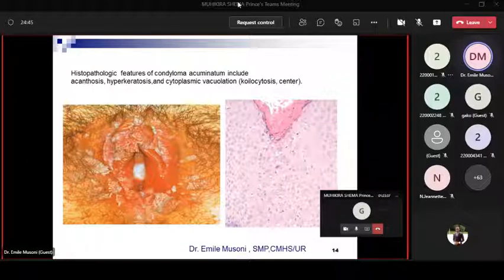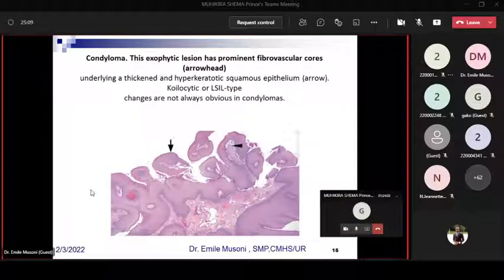And about HPV, it can be diagnosed on the biopsy. It can be diagnosed by a DNA test. Most of the time, it is a DNA test. You will see it when you start your internship in the lab. You will see some HPV DNA tests. This is a histologic image of the condyloma.